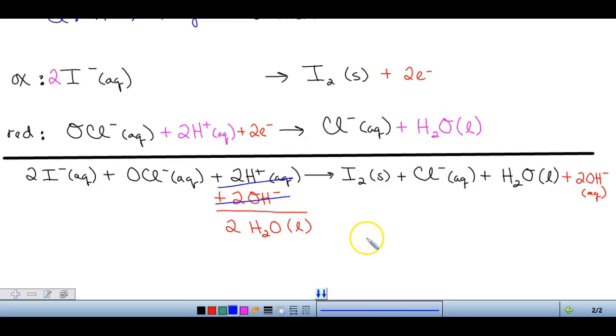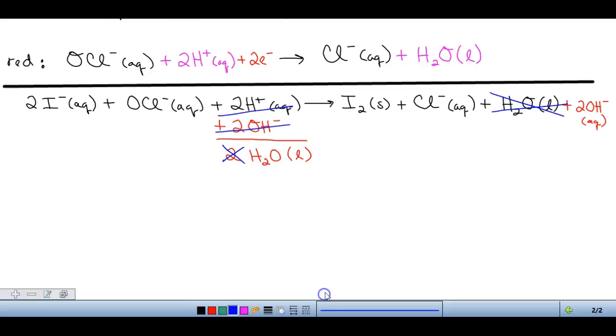But wait, still not done. We have water on both sides of the equation. We have 2 on the reactant side and only 1 on the product side. So I'm going to make the product side water go away and reduce the coefficient of that water to just 1. And now I can rewrite the balanced equation.